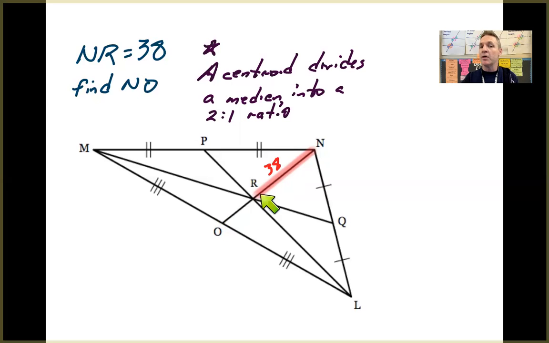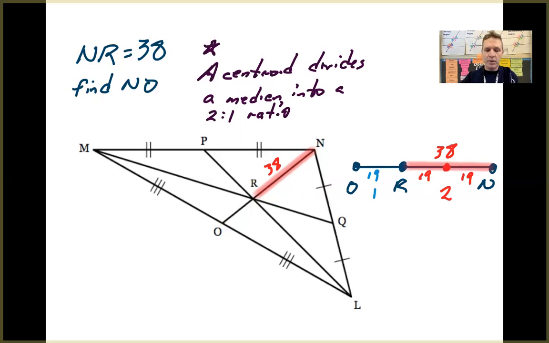So how many parts are there in all? 3. I like to look at this on just a straight line segment. If this is NR and this is 38, and we have OR. We can think about it like this is 2 parts, this is 1 part, so we have 3 parts in all. Then what do we know? I can think about this being cut into 3 separate parts, and each of them being 19, right? So this part over here, this OR, is going to be half of 38.